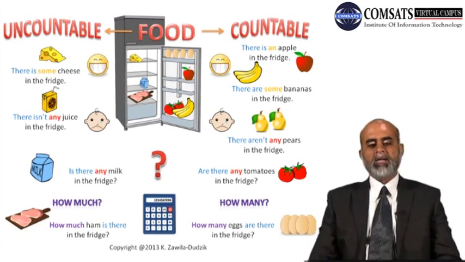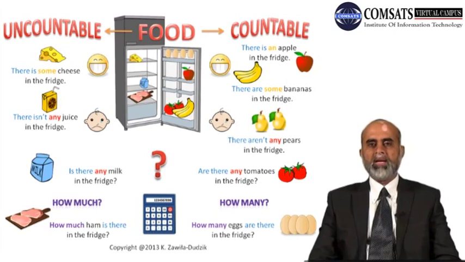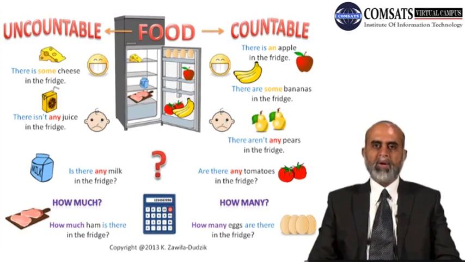Okay, great. So now you have learned that you use a or an with singular countable nouns in English, and you use some with food items, whether they are countable or uncountable. And we use any with negative sentences or with questions.